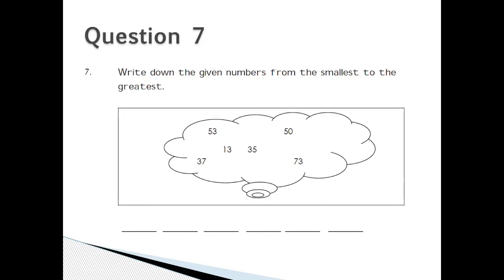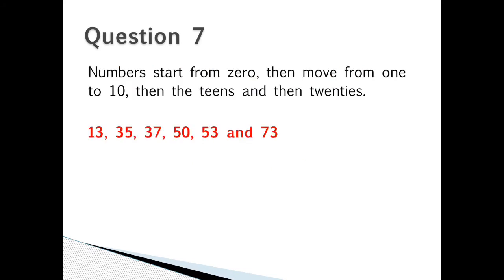Write down the given numbers from the smallest to the greatest. There's 53, 37, 13, 35, 50, and 73. Numbers start from 0, then move from 1 to 10, then the teens, and then the 20s. So the correct answer is 13, 35, 37, 50, 53, and 73.